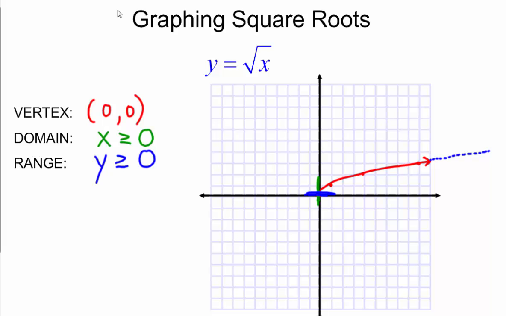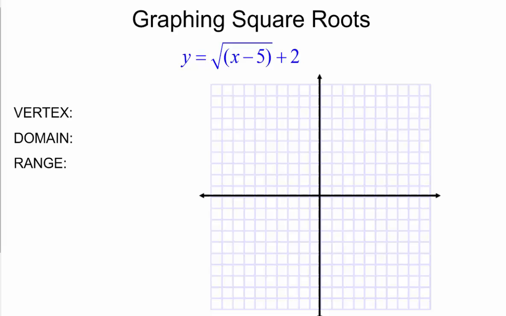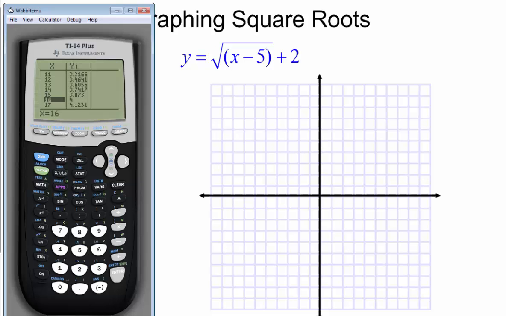Let's go ahead and look at another function and graph that and identify the key features. In this case, we're looking at y is equal to the square root of x minus 5 plus 2. Again, notice that that x minus 5 is inside the square root and that plus 2 is on the outside.